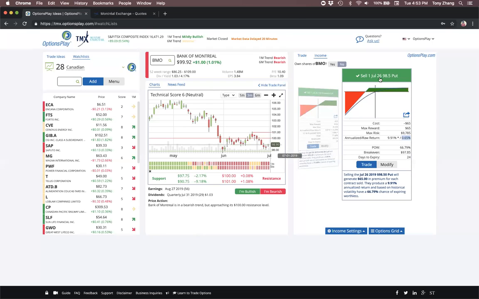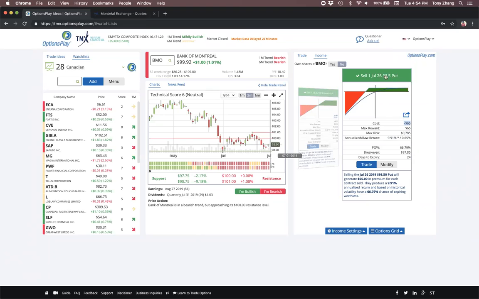So if the stock does pull back to 98 and a half, I'm able to annualize a 9.9% return, because instead of putting up almost $10,000 to buy the stock, I now only have to place 9,785 to buy the stock. So not only am I getting paid income, the amount of cash that I have to put up to purchase the stock is at a slight discount, and that's a $65 discount.